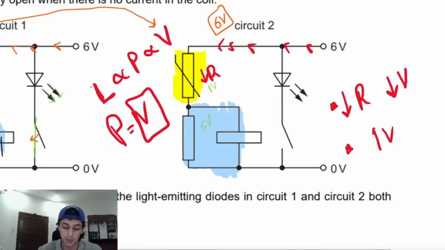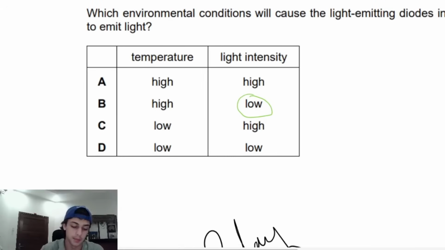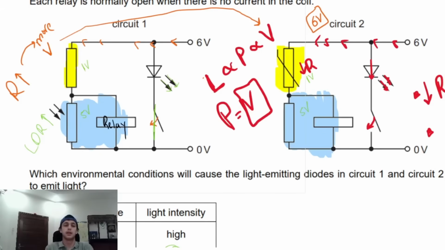Therefore, if this has more volts, it's going to attract the switch, it's going to close it, allowing the LED to emit light. Therefore, we want the thermistor over here to have the least amount of resistance. That is why B should be the answer, because if you have a high temperature, low resistance, light intensity is low, high resistance. And with that, let's call it a day.